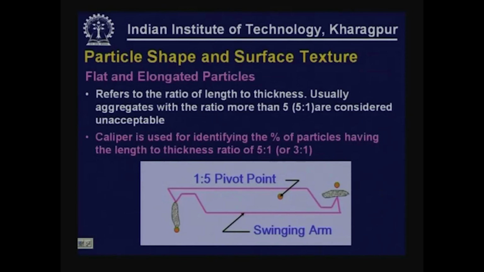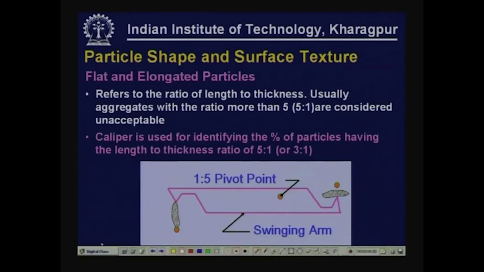There is a caliper that is used for identifying the percentage of particles having a length to thickness ratio more than 5:1. There is a pivot about which this caliper can be rotated this way. There are two fixed studs attached to the base frame, and this is the swinging arm.